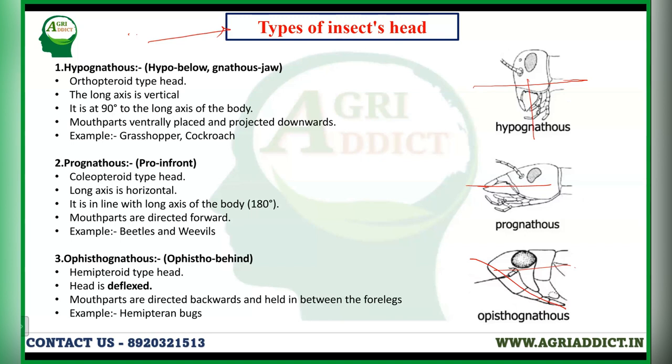This is the main criteria of the classification of the insect's head. Okay, so first is the hypognathous head. Hypo means below, and gnathus means jaw, these are two Greek words, so it means below the jaw. You can see the head type of a grasshopper. There, its jaw, jaw means the mouth part, is completely below. It is directed towards 90 degrees at the bottom. It is also known as the orthopteran type of head because this type of head is mainly found in orthopteran insects like grasshopper, cricket, locusts, etc. And the long axis is vertical. You know about vertical and horizontal. Vertical means the head is like this, and horizontal means it will be straight. Okay. So we'll discuss that.